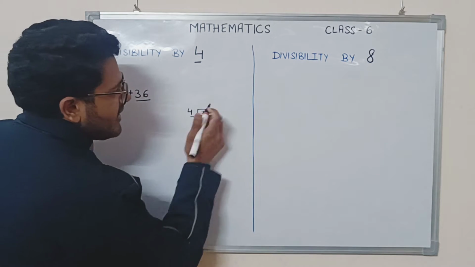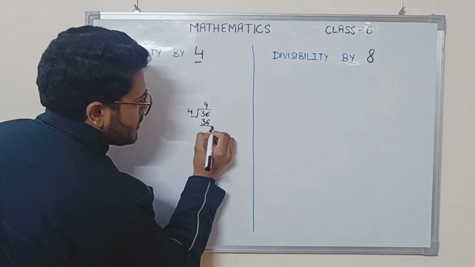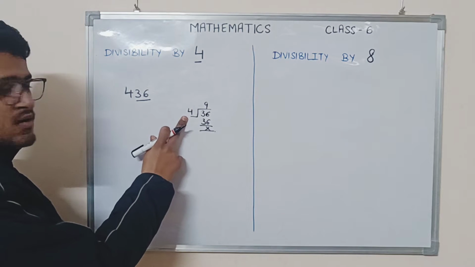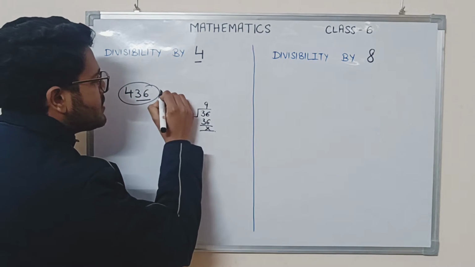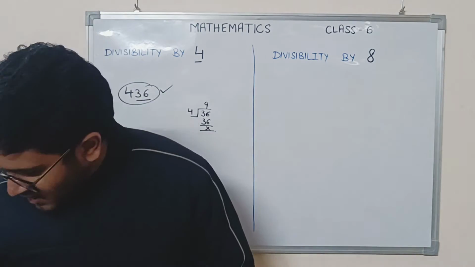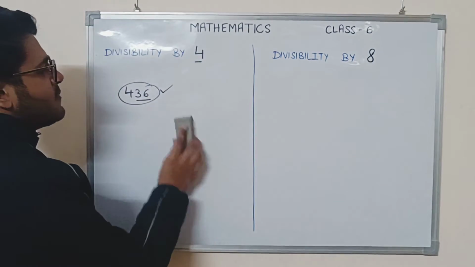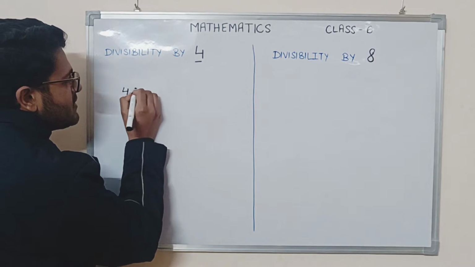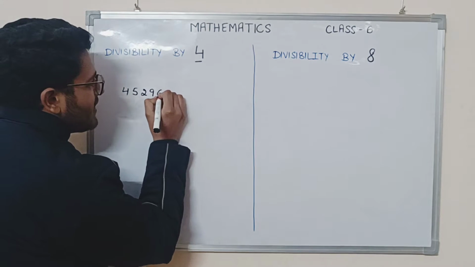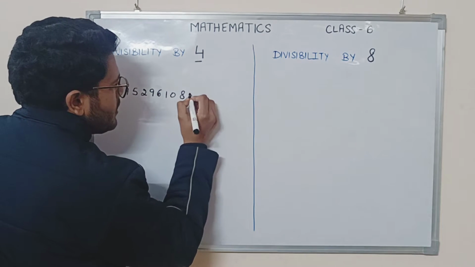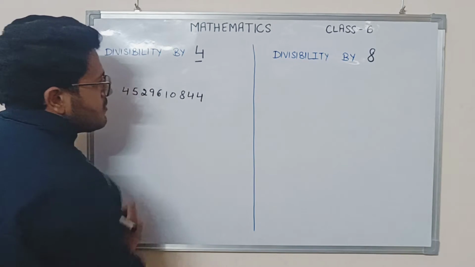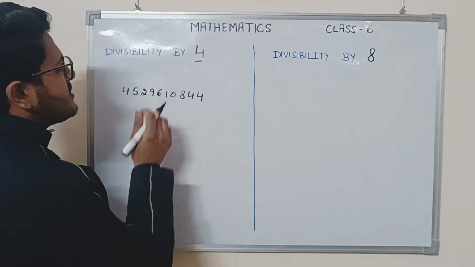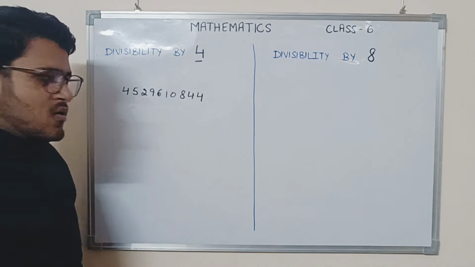So 4 nines are 36, we know. So if these last two digits are divisible by 4, then the whole number is divisible by 4. Let's take one more example, a bigger number this time. Let's say the number is 452961084. We have this large number and we need to find out whether it is divisible by 4 or not.